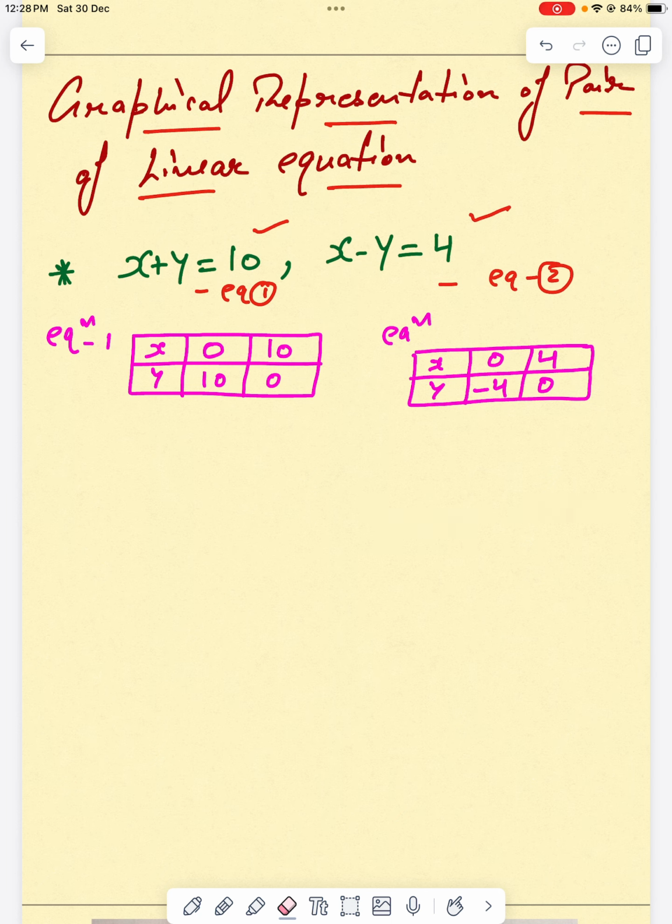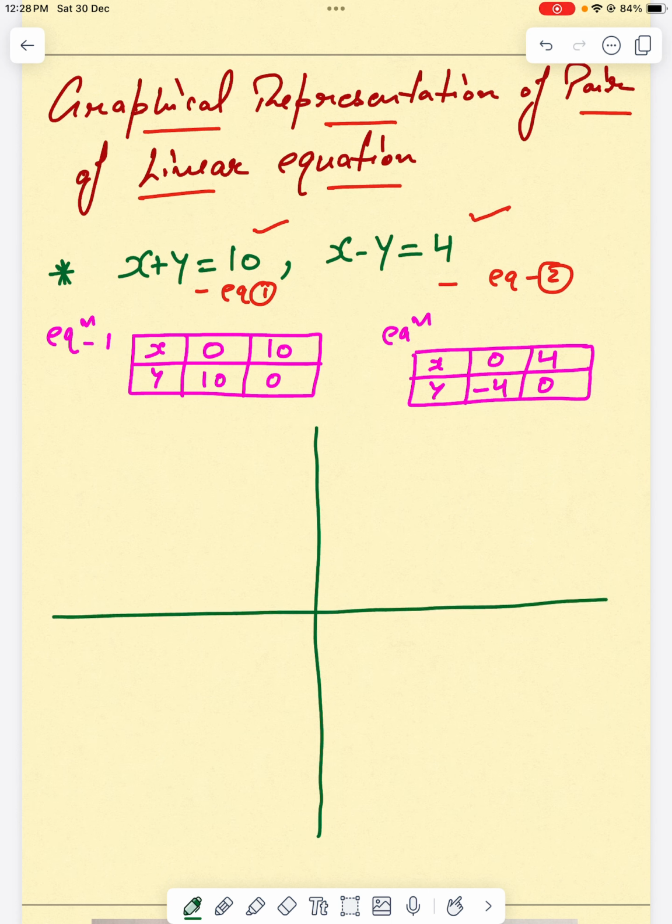So now what is our next step? We'll plot it on the rectangular coordinate system, right? So here I am just telling you how to draw the linear equation, but I don't have the graph, so just draw it freehand.